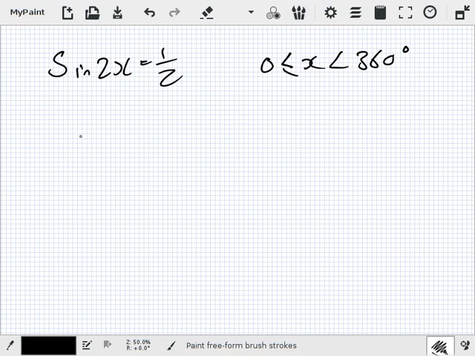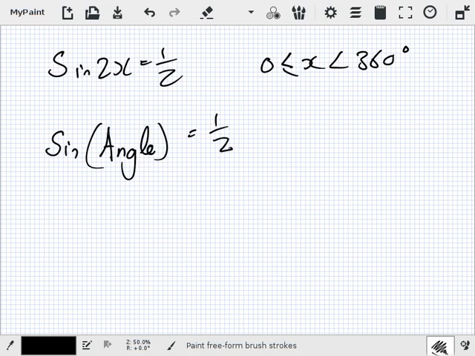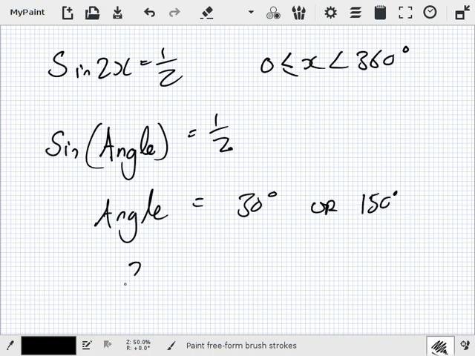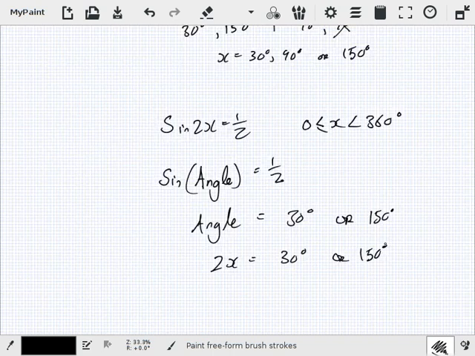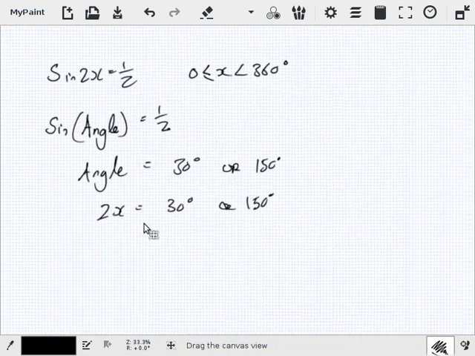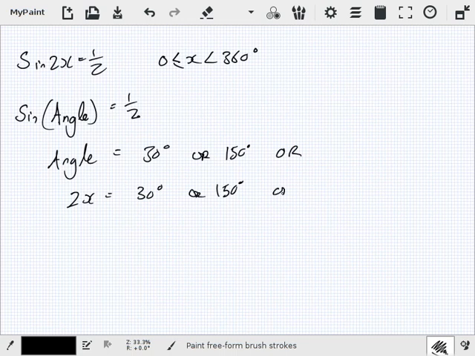Well, actually, you realise that if you just simply think of 2x as an angle, you have the same type of equation: sine of an angle equals a half. So that means the angle is 30 or 150, like what we had a moment ago. But the angle is actually 2x, so 2x is 30 or 150. Now, there's a small problem here because there are 4 answers to find, and there's only 2 that we have here. I only showed you how to make 2 answers, so we need a way to make 2 more answers.